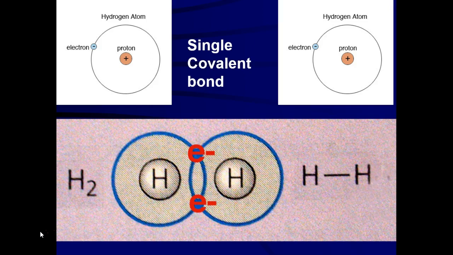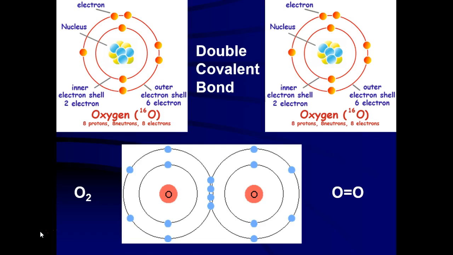Now, we don't have to stop at just sharing one single pair of electrons. We can share more than one pair. Here's a great example. About 22% of our atmosphere is oxygen. And most of the oxygen is found in this form. This is called molecular oxygen. It's two oxygen atoms that are bonded together by covalent bonds.